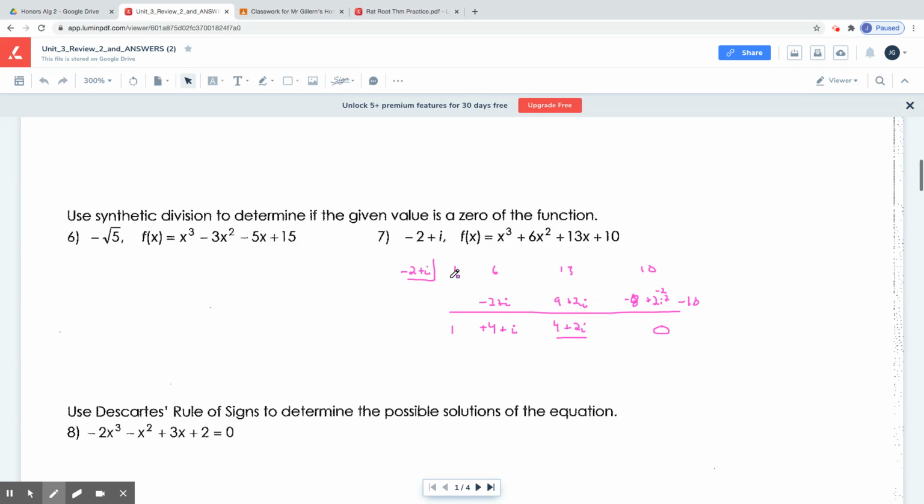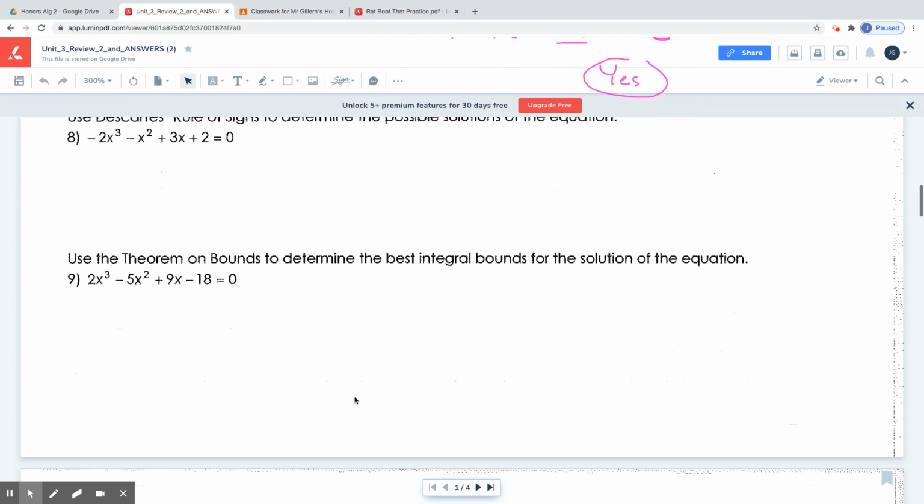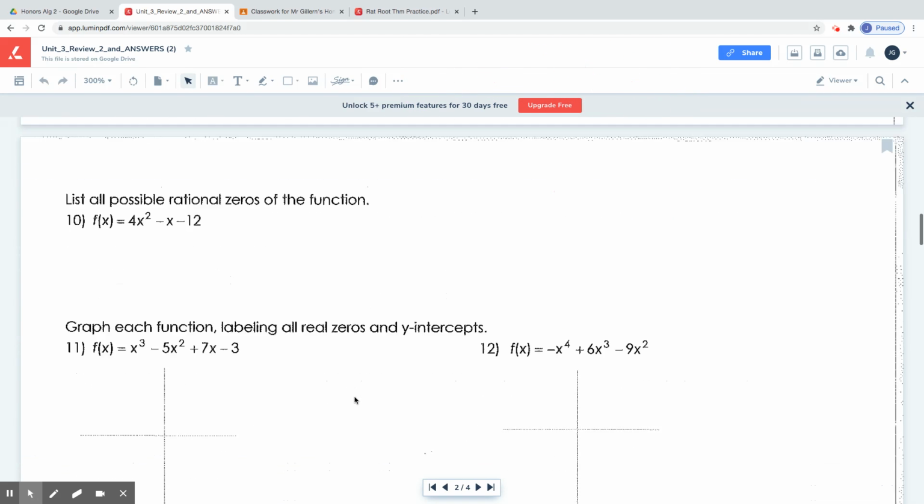So you're still doing the same things, we're just dealing with imaginaries here. Our goal is still to get 0. Since we got 0, then yes, it is a 0 of the function. So the only thing you guys had left on this one was, let's see, skip that. We don't learn that stuff yet.